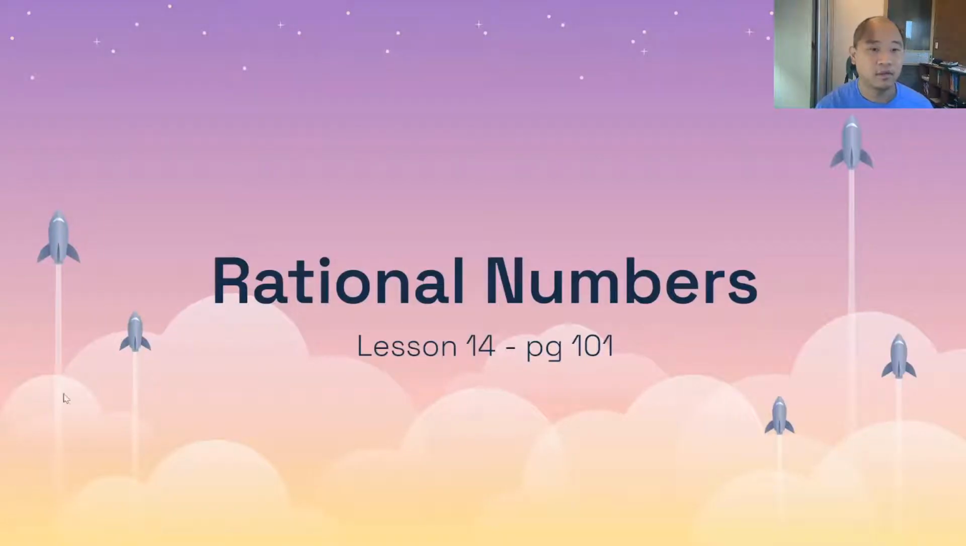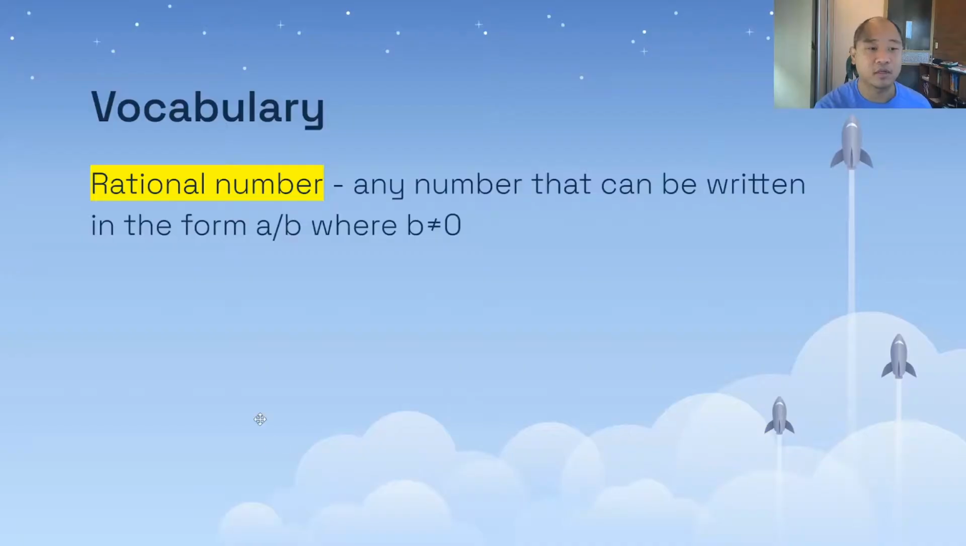Come on. Rational Numbers, Lesson 14, page 101 if you're following along in the book. Vocabulary. What is a rational number? Well, it's any number that can be written in the form of a over b, where b does not equal 0. If you can write it like this, then it's a rational number.